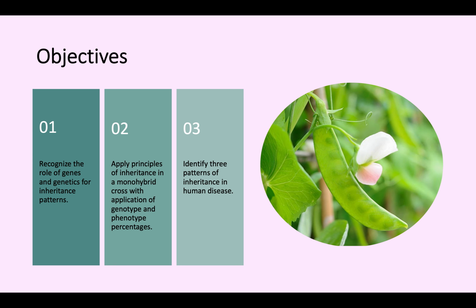So we're starting off with 3 objectives. We want to be able to recognize the role of genes and genetics for inheritance patterns. We want to be able to apply principles of inheritance in a monohybrid cross with application of genotype and phenotype percentages, and to identify 3 patterns of inheritance in human disease.